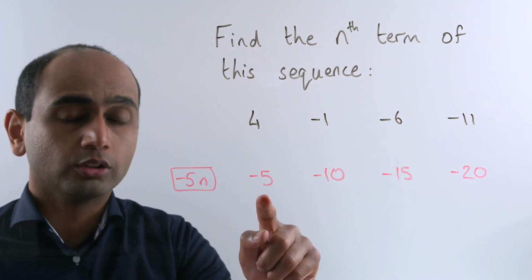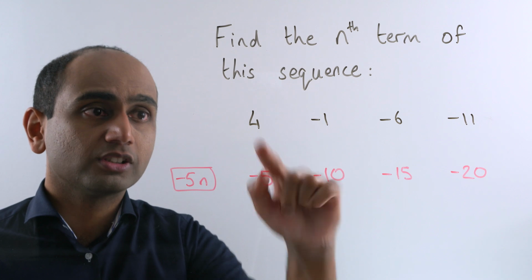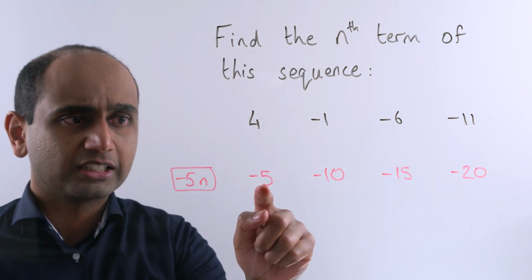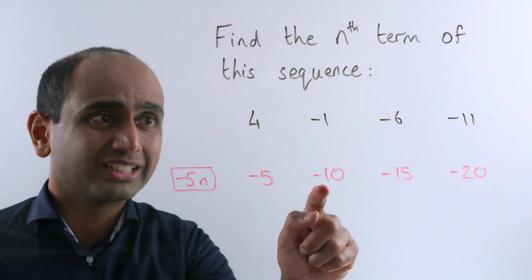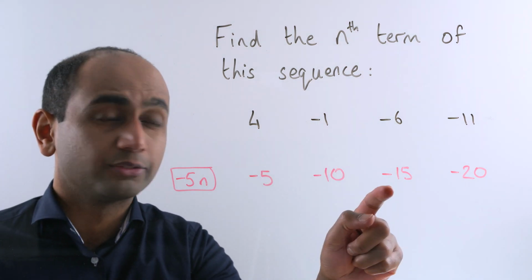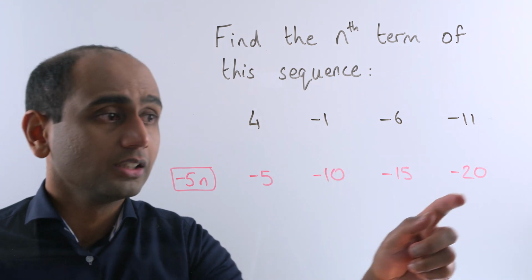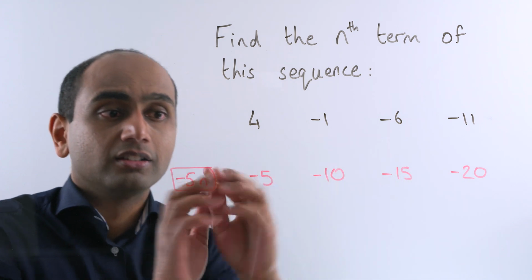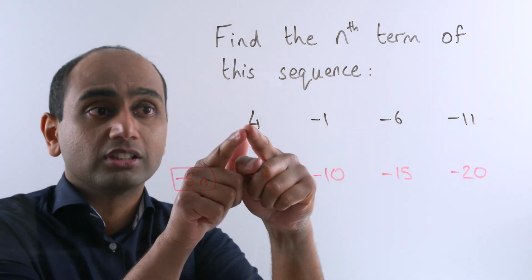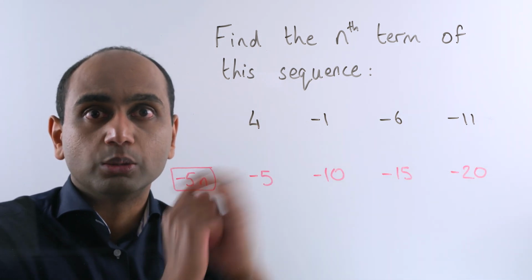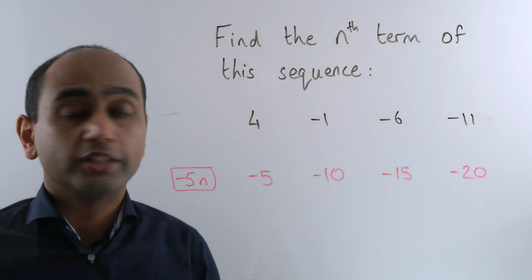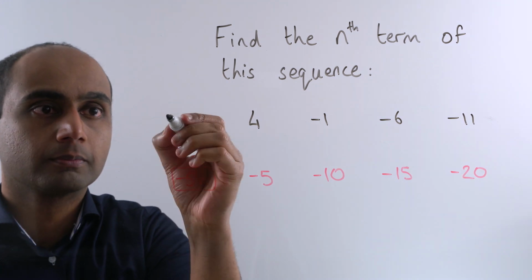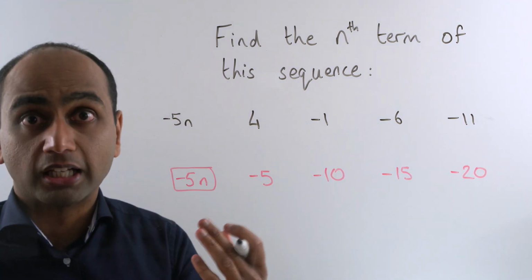Now, what's going on? Well, to go from this sequence to this one up here, what we have to do is add 9. Negative 5 add 9 gives me 4. Negative 10 add 9 gives me negative 1, negative 15 add 9 gives me negative 6, and negative 20 add 9 gives me negative 11. So we are adding 9 to each term of this sequence to get the corresponding term of this sequence up here. So the nth term of this sequence up here is simply negative 5n plus 9.